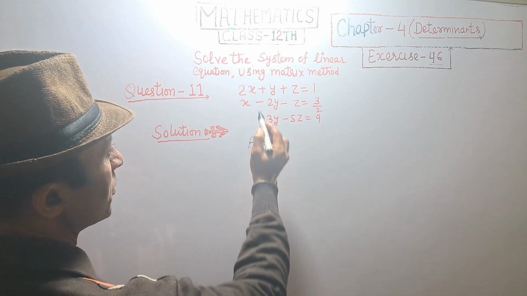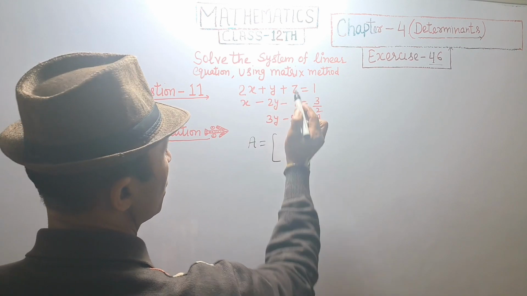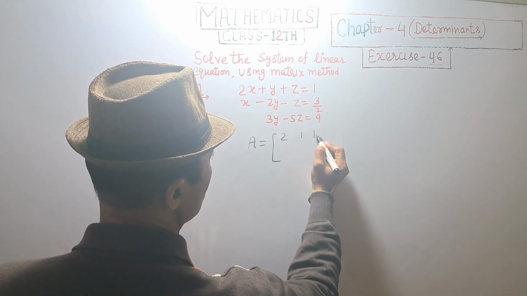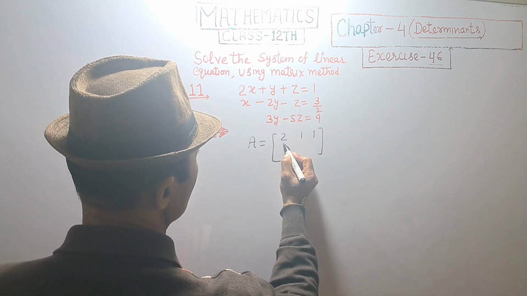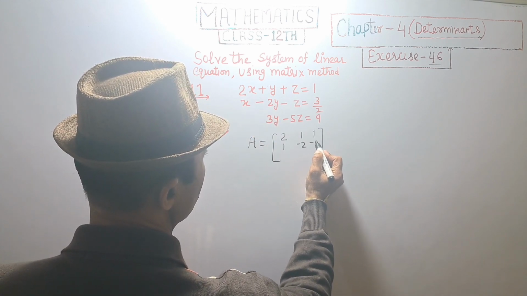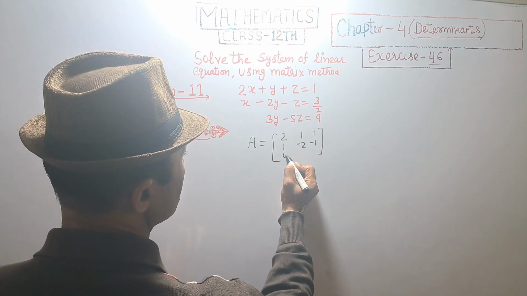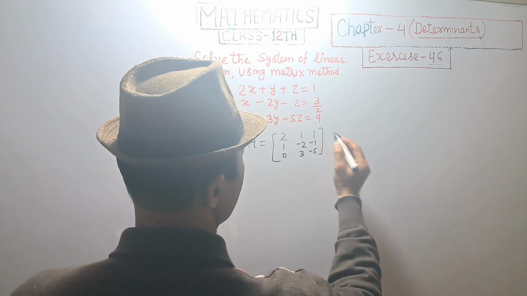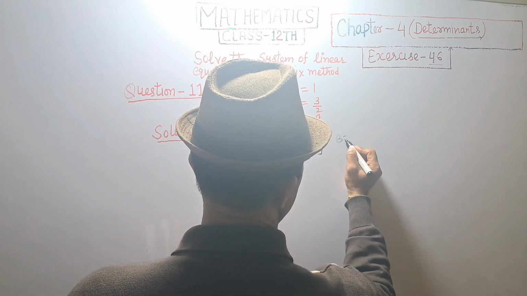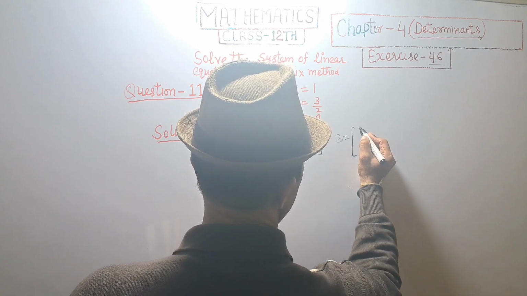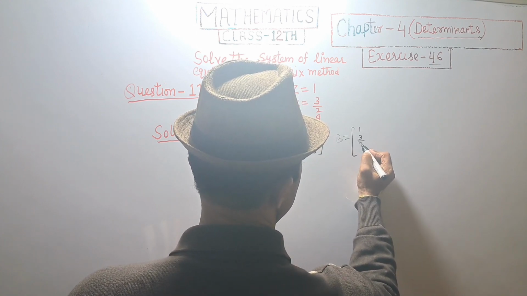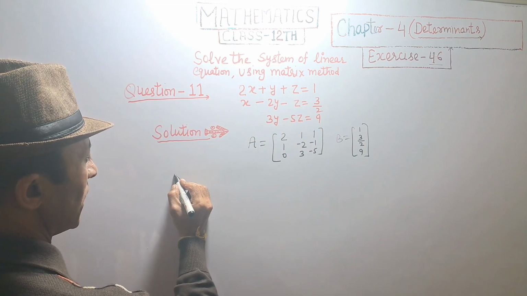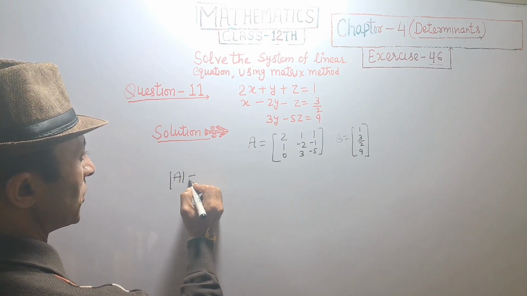In matrix form, A is the matrix with rows 2 1 1, 1 minus 2 minus 1, and 0 3 minus 5, and B is 1, 3 upon 2, and 9.